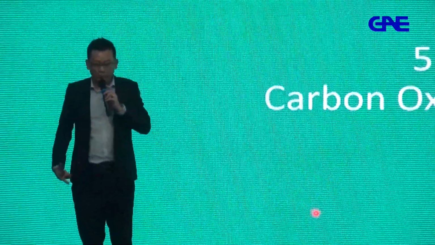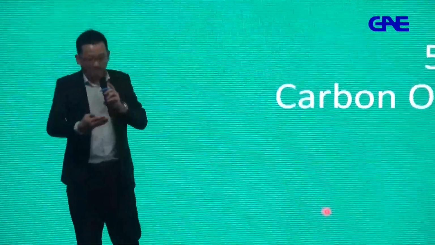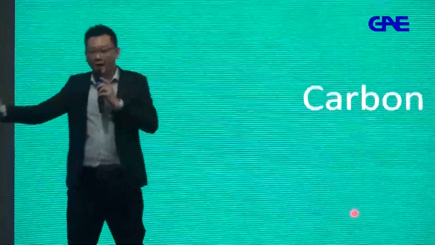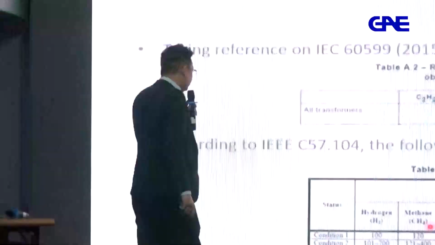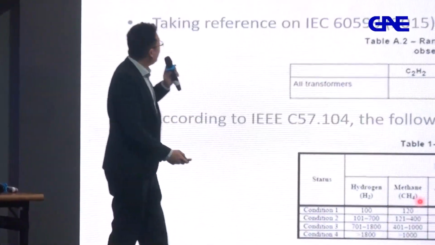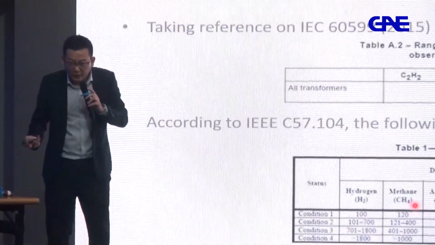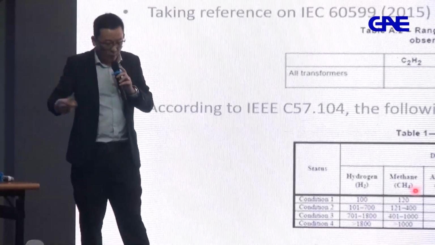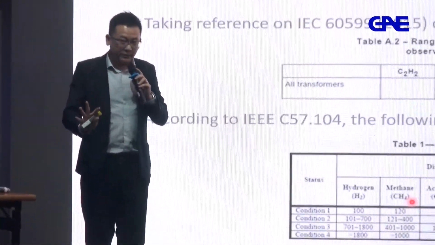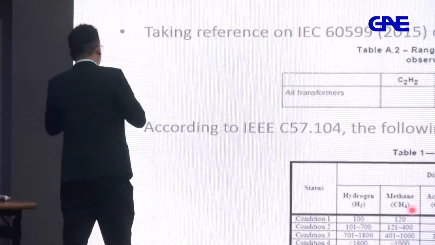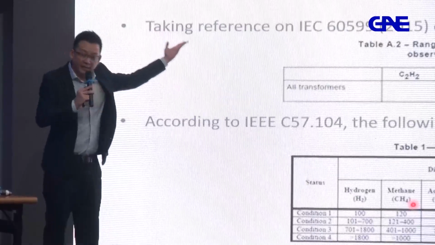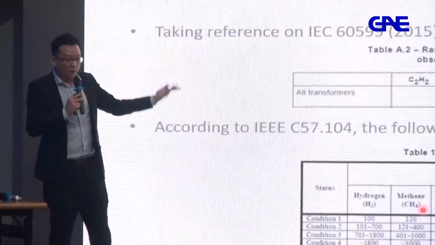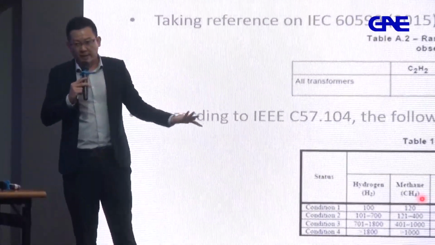Okay, now we touch on the carbon oxide ratio. Carbon oxides, which are carbon monoxide, CO, and carbon dioxide, CO2. CO2 and CO are byproducts of paper aging. If you still remember, just now while we were talking about all the gases, thermal fault, high ambient temperature and oil oxidation will all result in carbon oxides.